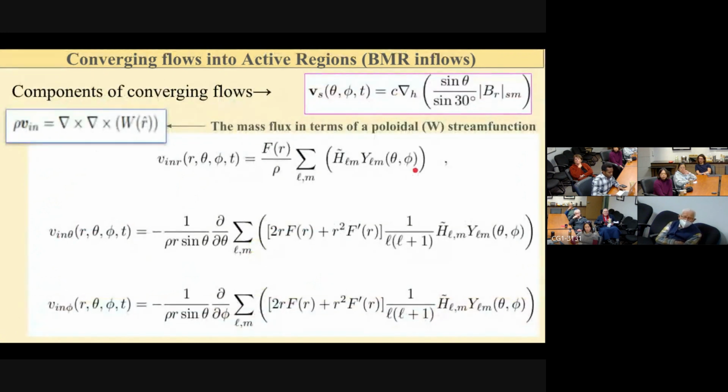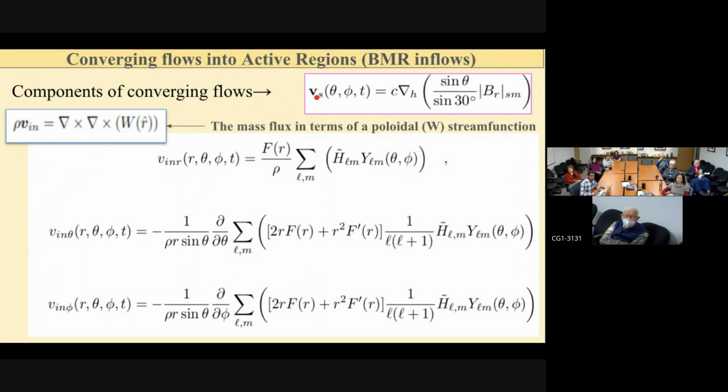Okay, now after some mathematical simplifications from the beginning, we say that the horizontal flow at the surface is proportional to the gradient of the radial magnetic field. After some mathematical simplification and considering the mass flux in terms of the polar field at the surface, we can determine the three-dimensional components of the inflow. This is the radial component, this is the latitudinal component, and this is the longitudinal component of the inflow.